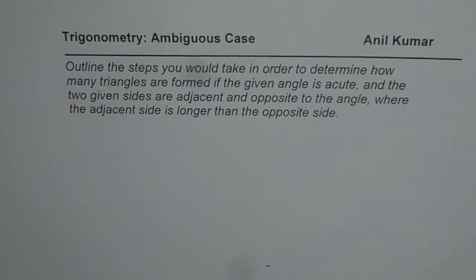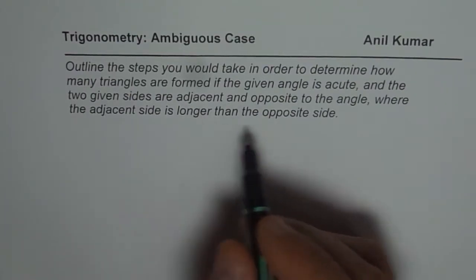Now, since I've already given a heading which says trigonometry and ambiguous case, you kind of have an idea of what we're talking about. At times, that is difficult when you read the problem. The question here is: outline the steps you would take in order to determine how many triangles are formed if the given angle is acute and the two given sides are adjacent and opposite to the angle, where the adjacent side is longer than the opposite side. So that is the language. Now I've seen students really getting confused with this language. Now let us see how to solve this and how to understand.